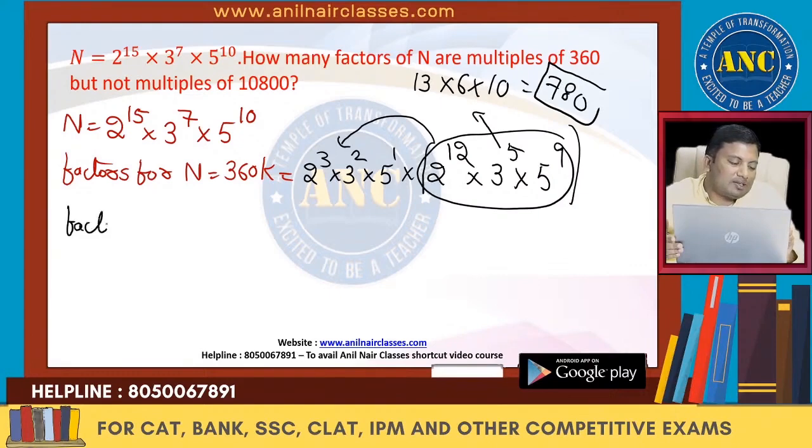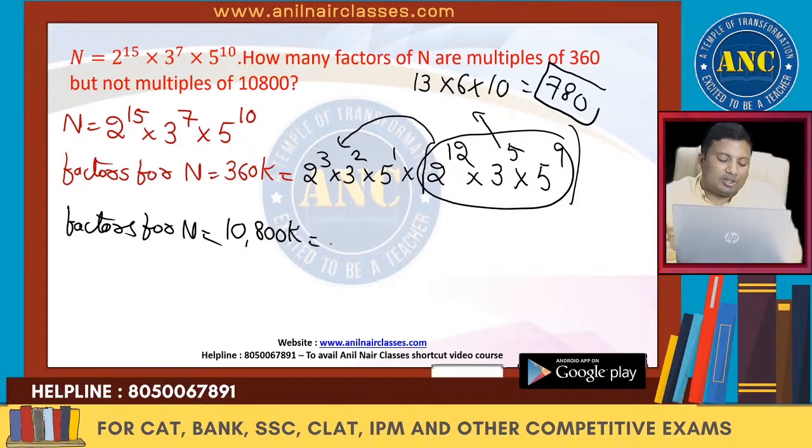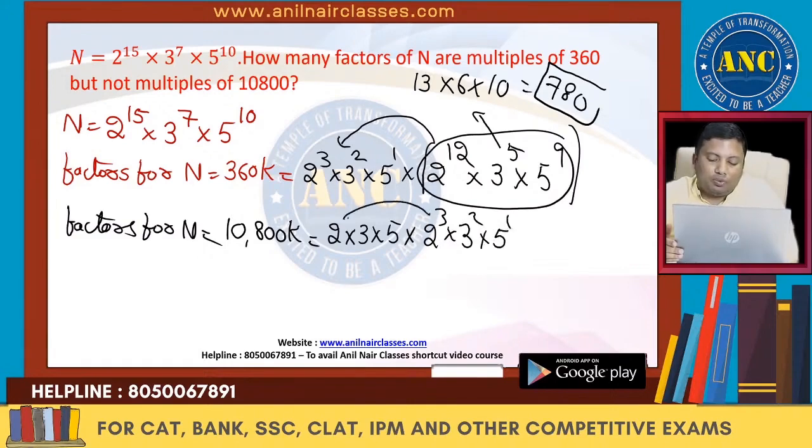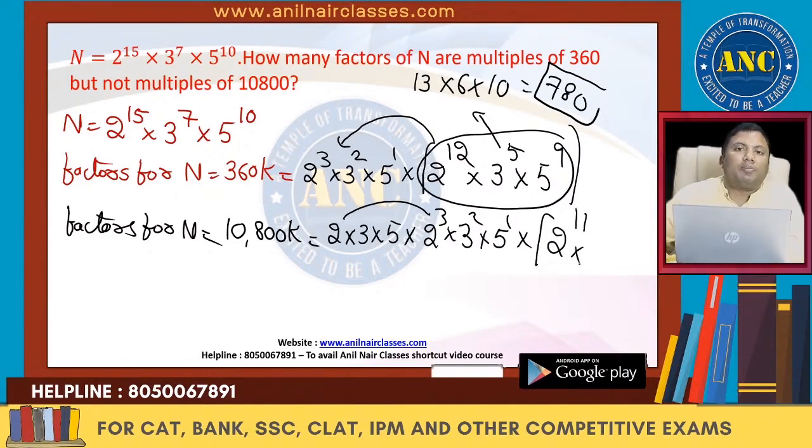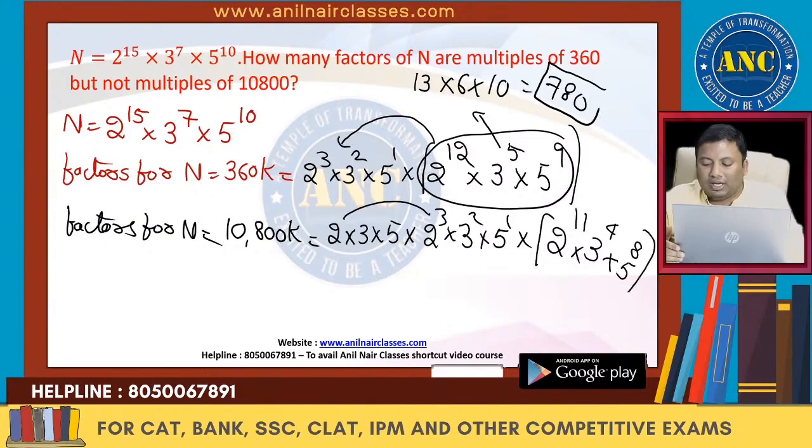Next one. Factors of n which are common to multiples of 360 and 10,800, which is nothing but 10,800 into k, which is nothing but 360 into 30. 30 is nothing but 2 into 3 into 5. 360 is 2 cube into 3 square into 5 power 1. So 2 power 3, 2 power 1, 2 power 4, remaining is 2 power 11. 3 square, 3 power 1, 3 cube, remaining is 3 power 4. 5 power 1, 5 power 1, 5 power 2, remaining is 5 power 8.